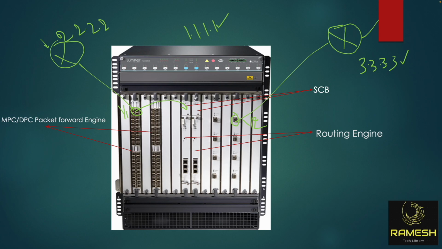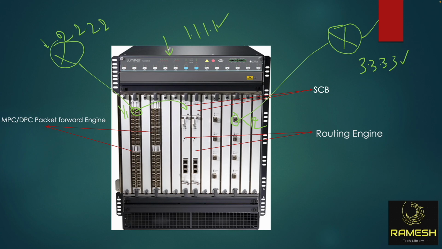What is the difference between transit traffic and exception traffic? Sorry, control traffic, you can say. I have explained two things here. If the traffic is hitting this device, that is called exception traffic. Exception in the sense the traffic which belongs to this device. They will ask you one question in the Juniper certification exam: what is meant by exception traffic, and what is meant by transit traffic?